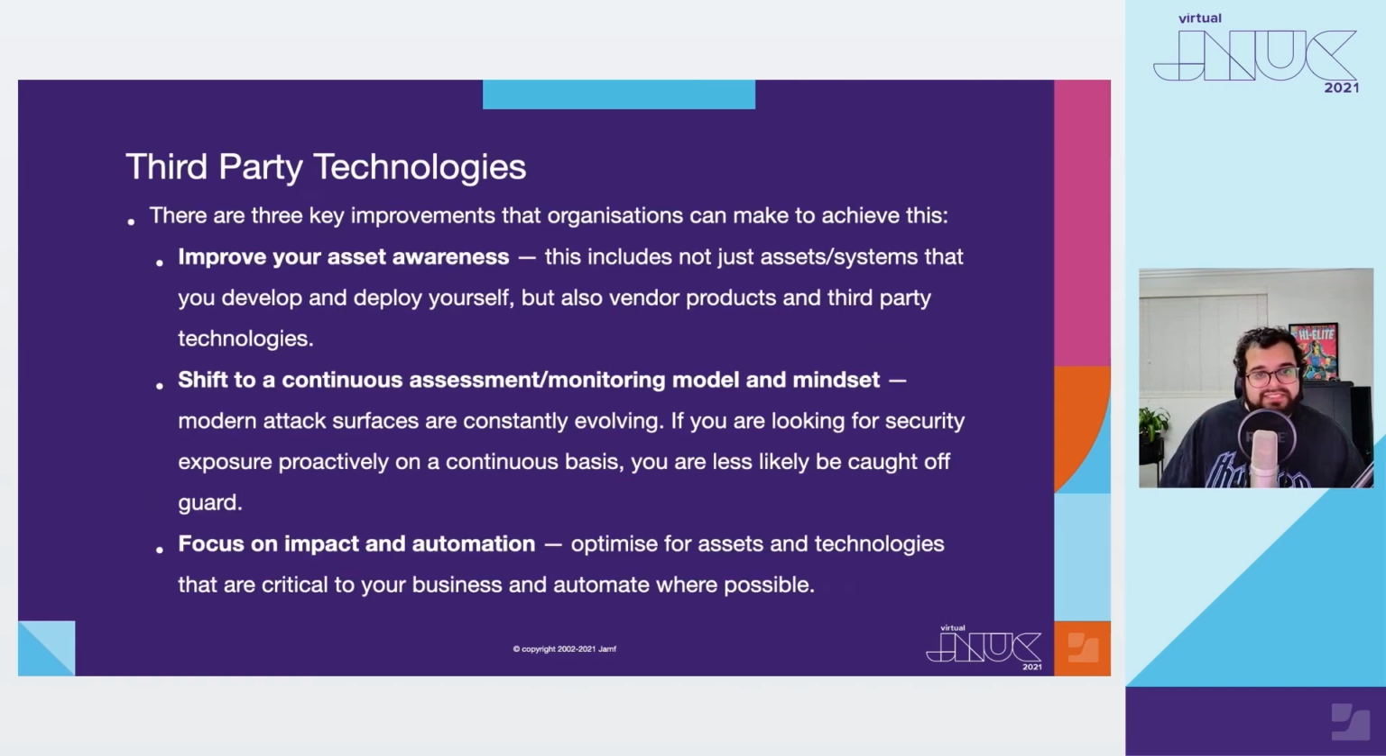There are three key improvements that organizations can make to achieve this. Improving their asset awareness. This includes not just assets and systems that you develop and deploy yourself, but also vendor products and third-party technologies. Shifting to a continuous assessment and monitoring model and mindset, which is essentially because modern attack surfaces are constantly evolving, and you need to be looking for security exposures on a continuous basis so that you're not caught off guard. Another idea is focusing on impact and automation, optimizing for assets and technologies that are critical to your business and automating where possible.